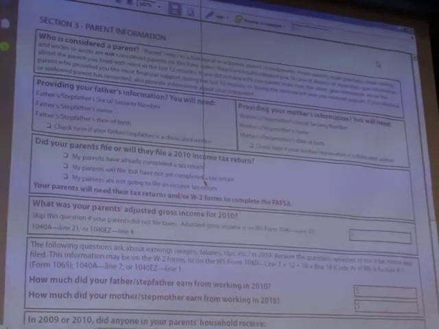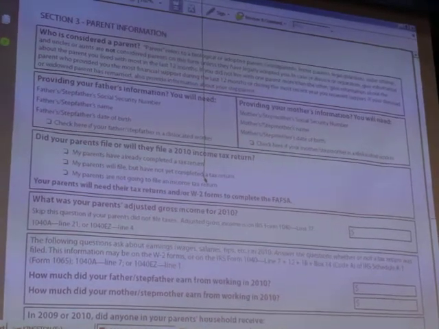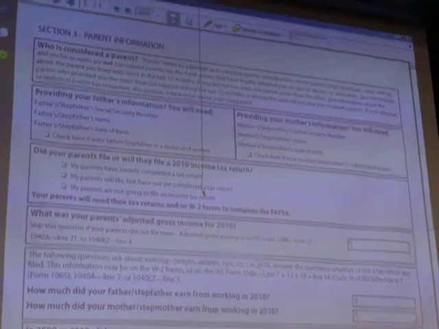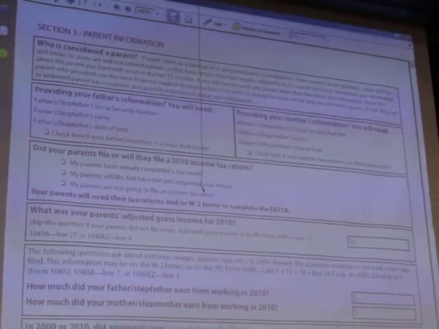Scroll a little more. Okay, now we're into parent information. Bam. You know, here it is. Did your parents file or will file a 2010 income tax return? Okay, so I have one of the parents say, well, why does it say did your parents? Why do I want to report my parents? Because you're not the one filling this out.